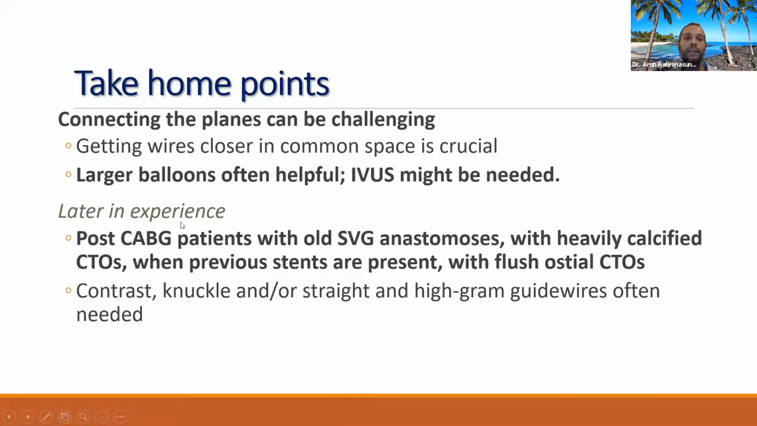So for this stuff, right, IVUS, large balloon, helpful; IVUS might be needed. Be wary of patients who have had bypass. The SVG anastomotic site might be really bad. Calcium is bad. High penetration force, knuckle, contrast.